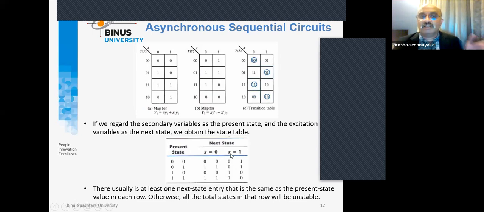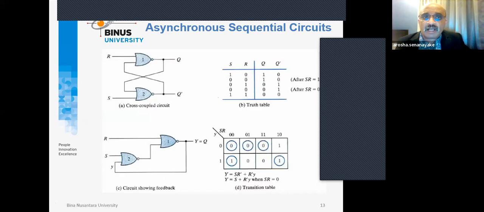So then, as you can see, that really is, yes. So then usually you can see, as I told you, at least one next state entry that is the same as the present state. So then that's how, of course, you get the transition table. So in that manner, you should be able to do a transition table for any type of circuit. Any type of circuit we are planning to.